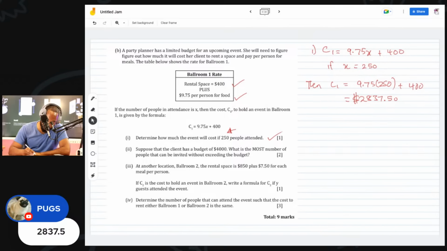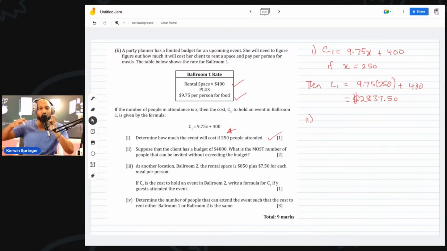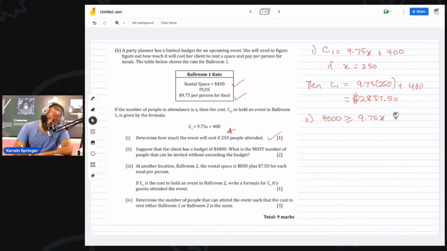What's the most number of people? So for part 2, it's setting up an inequality. But you could work it out even if you didn't know to set it up like an inequality. What you're trying to say is that whatever we have here must be less than or equal to 4,000. So 9.75x plus 400 must be less than or equal to 4,000.